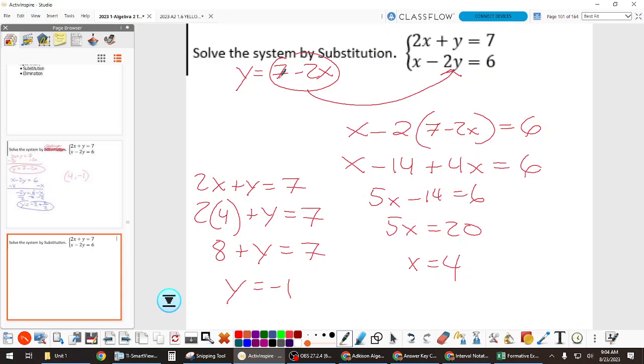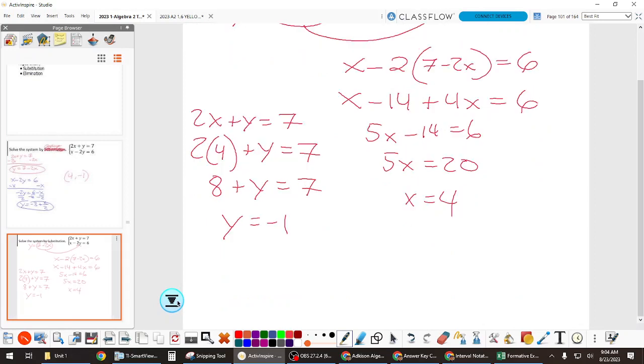Okay? Are we done? Yes or no? Parker, are we done? Yeah. Okay. So we don't need to write it as a point? Yeah, we do, right? This is a point of intersection, so we need to finish by writing 4, negative 1. Do not forget to write your answer, your solution, as a point. Substitution. If you're using substitution, it's probably going to be kind of easy. I wouldn't use it if it's not.